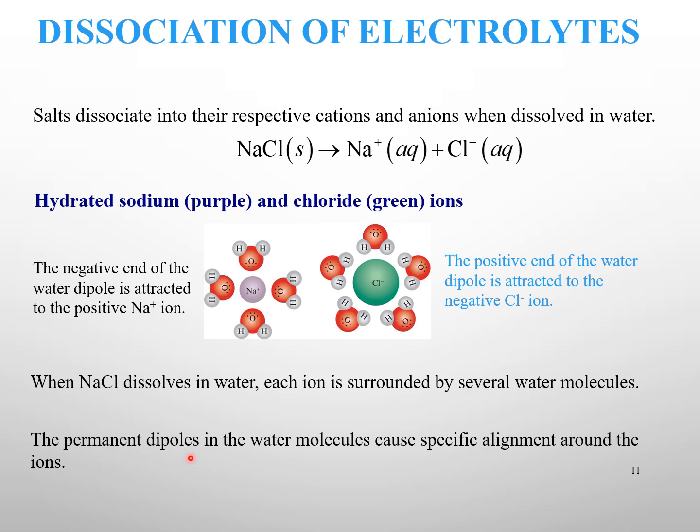That's the explanation of which end of the water the ions are attracted to. The permanent dipoles in a water molecule cause specific alignment around the ions. That's because water is polar, so the polarity of water will always align with the opposite charge of the ion that it's around.